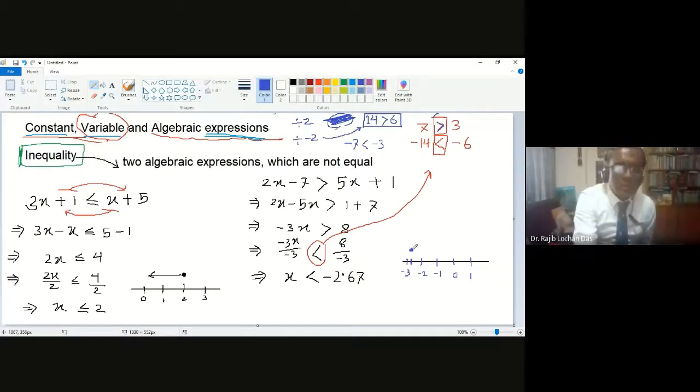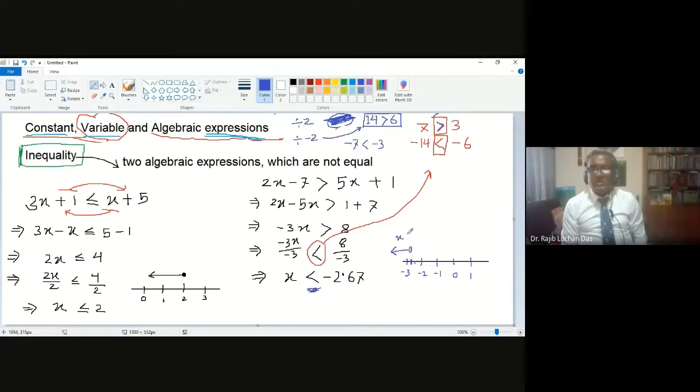Okay, let me show you another thing. Is that clear? Minus 2.5 is in the middle and this one is the minus 2.67. So right above this point, you will put a circle here and then go to the left side. Why left side? Because it is less than. Less than means left side. It will go to the left side, and this is the answer. It is x less than minus 2.67.